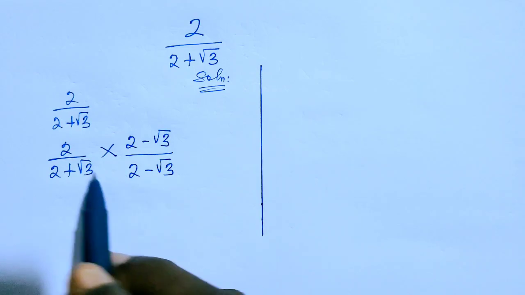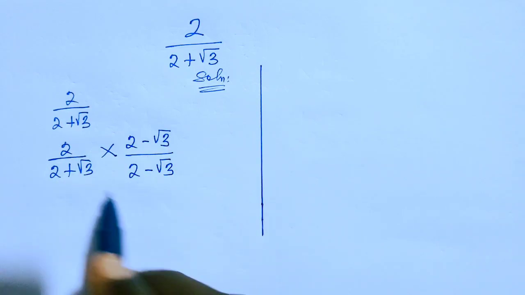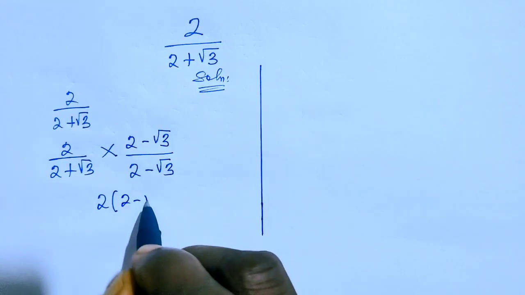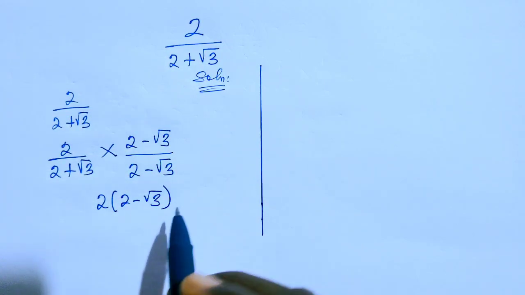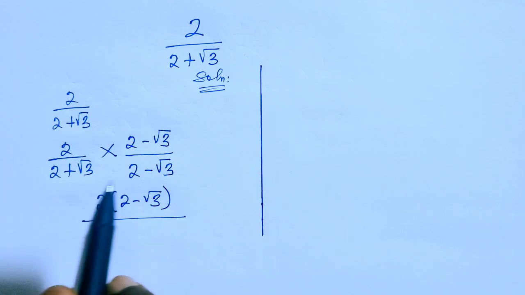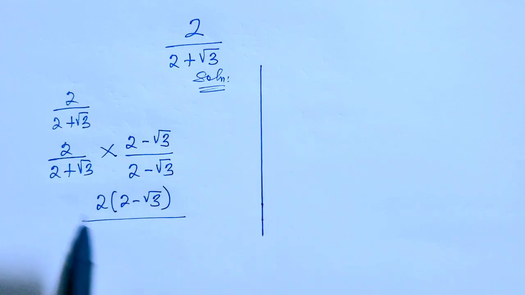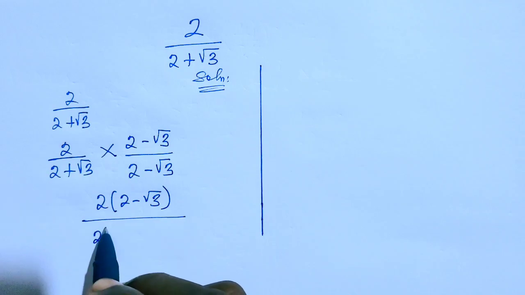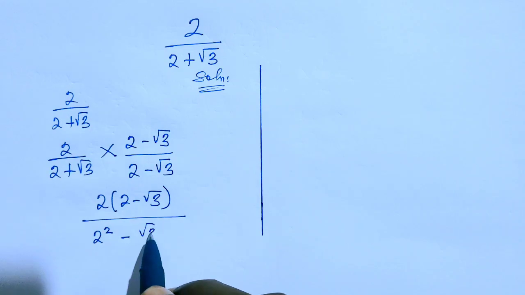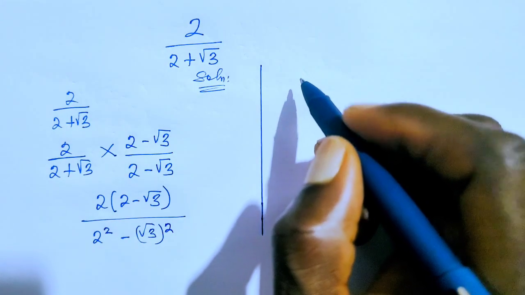Now, we are going to multiply this out, and we have 2 into 2 minus root 3. Then, all over here, we are going to take the difference of 2 squares of this denominator. That is, we are going to pick out 2, square it. We pick out this minus here, square this. Now, at this very point, we simplify this further.